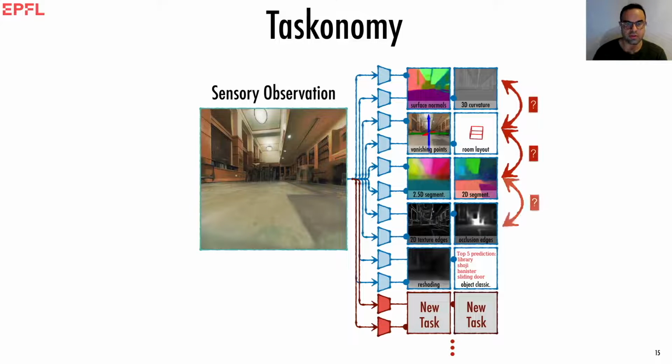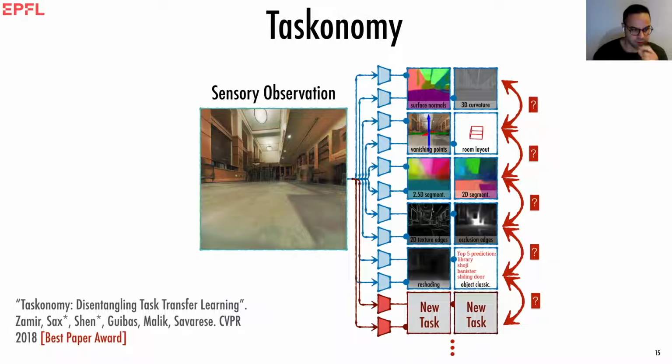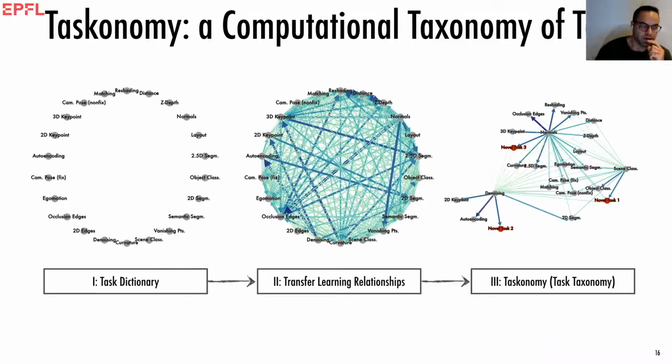So the solution is in understanding the relationship between different problems. So solving a new problem does not become learning from scratch. It becomes transfer learning. And that's exactly what we did in this project, Taskonomy. Taskonomy is a computational framework for extracting a taxonomy among tasks. And a taxonomy tells you the relationship between different entities in any space.